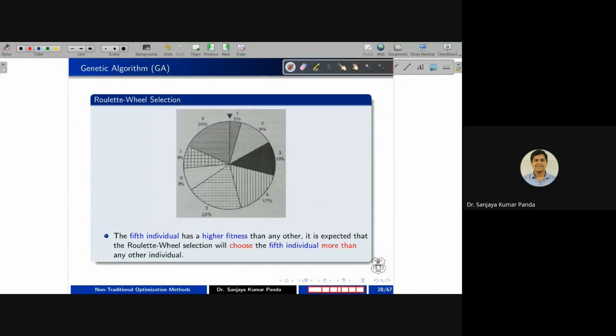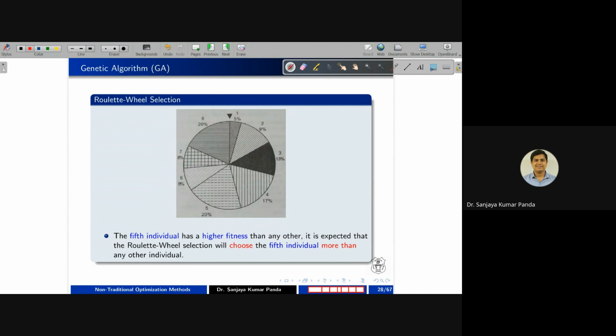If you spin this wheel, if you rotate it, then finally what happens? There is a higher chance of being picked if you cover more area. If somebody covers, let's say, 80%, there are more chances that it will be picked in the solution, right or not? So that is the concept of roulette wheel.